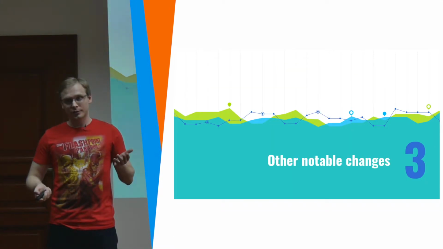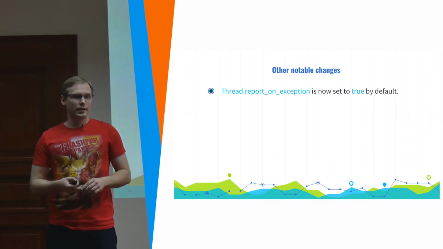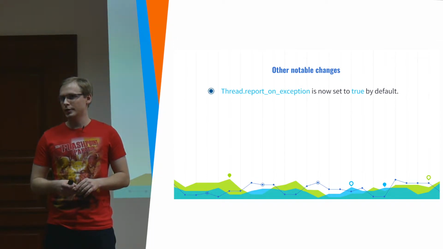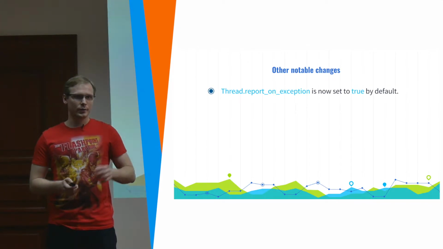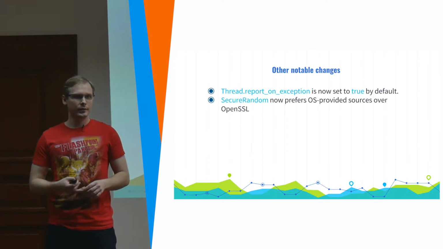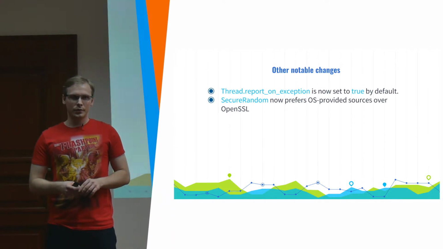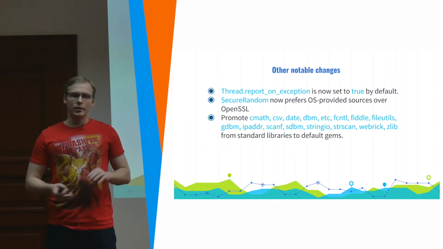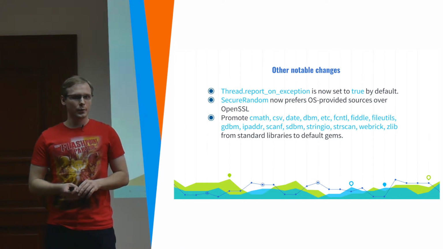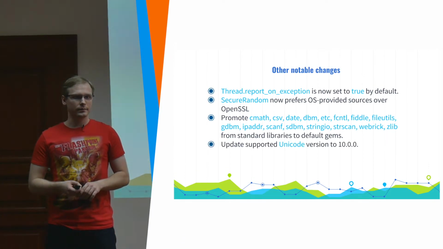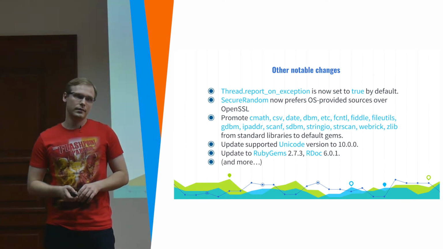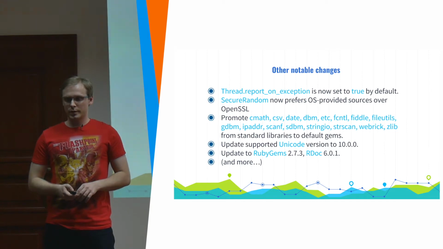And the last thing is other notable changes. The first one is that report_on_exception for threads is set to true by default. So if someone is building a multi-threaded application, they will not have to remember about this. The next thing is that SecureRandom is not using OpenSSL anymore. It's using what the operating system provides to us. A lot of libraries were moved to gems. Now Ruby uses Unicode version 10. And there are a lot of updates like RubyGems, RDoc, and others. You can check for more information on the changelog page.